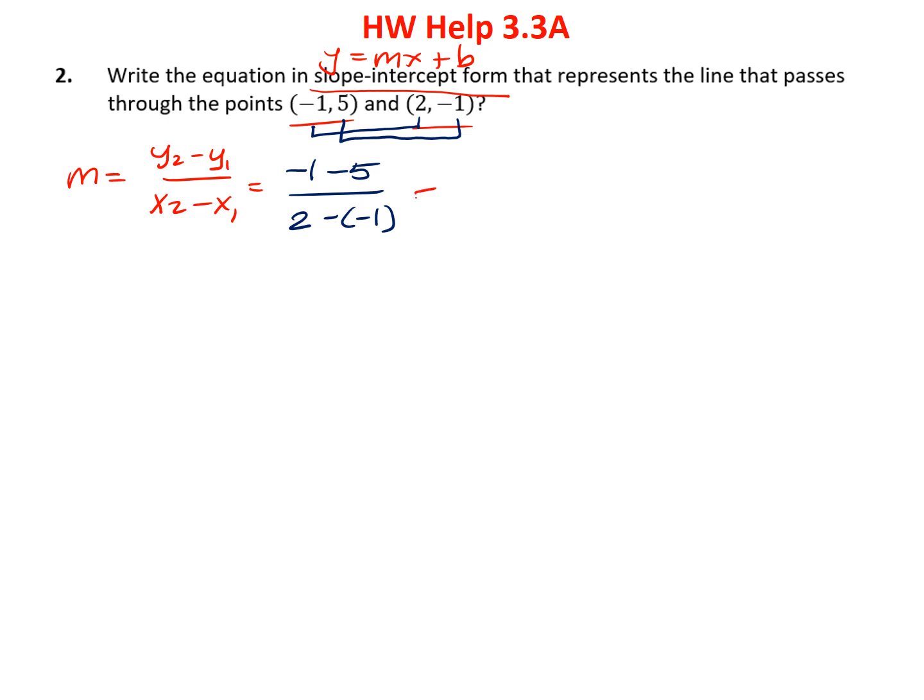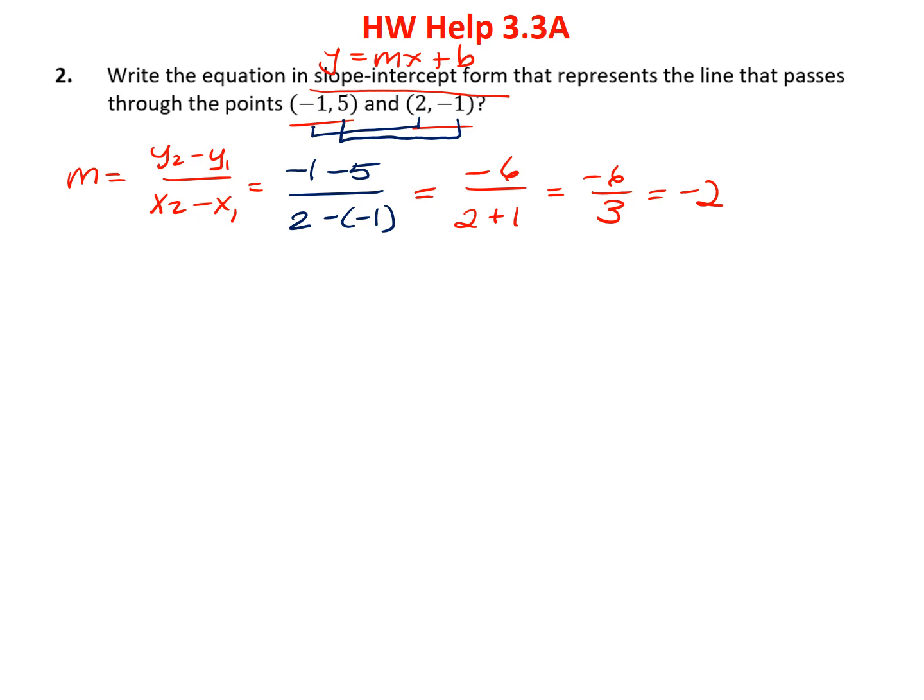So now let's do this. We have minus 1 minus 5. So that's going to be minus 6. And here notice that when I subtract the negative, this 2 minus a minus 1 just becomes 2 plus 1. So I can say this is minus 6 over 3, and if I simplify, that's simply minus 2. All right, so we have the slope of our line.